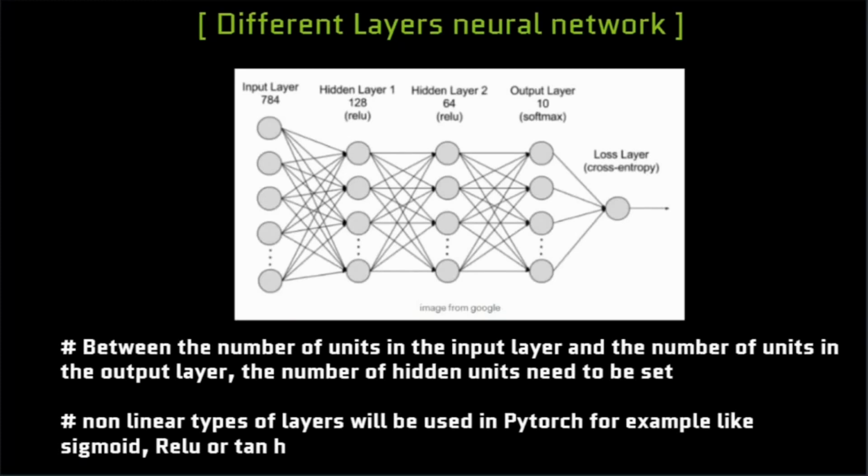For neural networks, at least one hidden layer is utilized. The number of hidden layers utilized depends on the complexity of the data issues. One output layer is used to form neural networks in the same way that one input layer is used. Between the number of units in the input layer and the number of units in the output layer, the number of hidden units needs to be set.